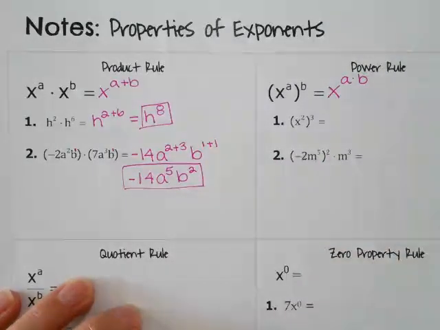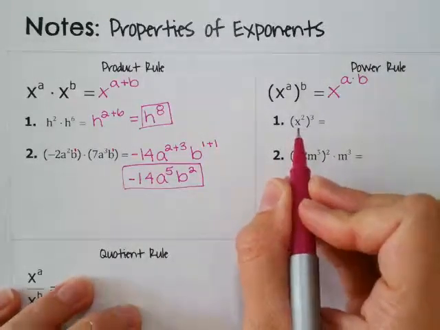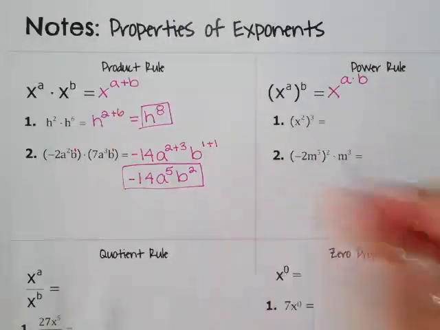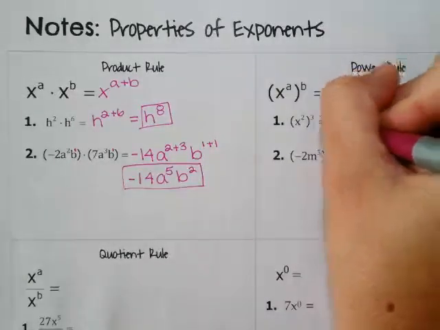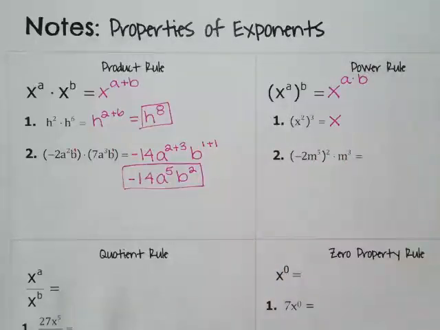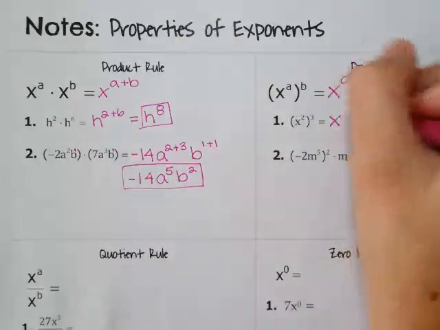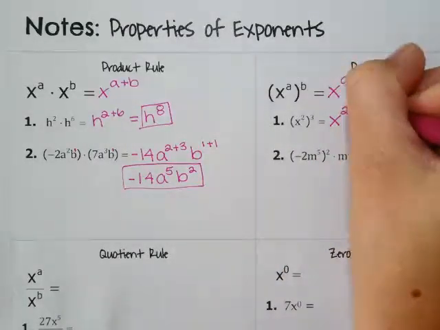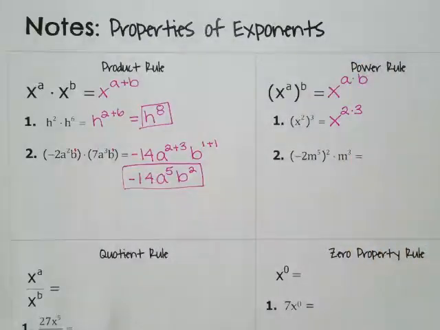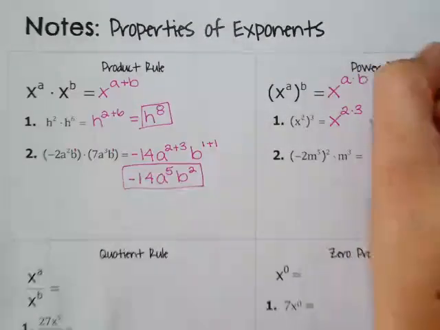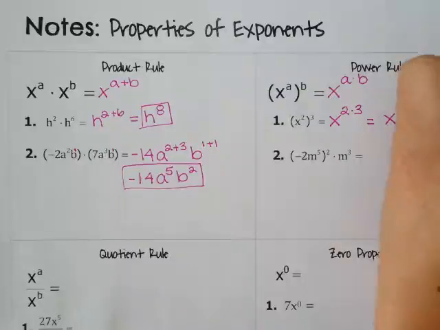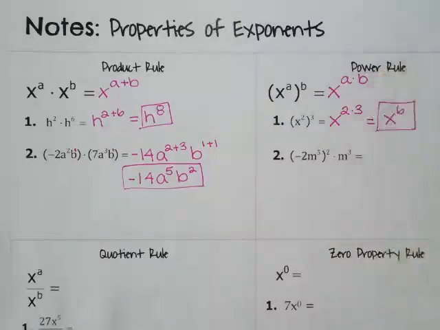Let's look at example 1. Again, the base is x. I know it's the base because it's on the bottom. So x, and we are going to multiply our exponents together, which is 2 times 3. Well, what is 2 times 3? x to the 6th power is our answer.